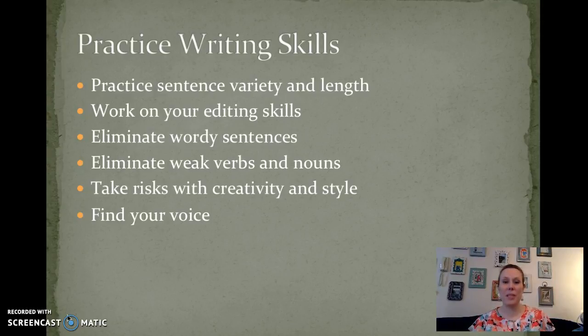This is a place to really experiment with your voice and finding who you are as a writer, so you can take risks here with creativity and style to try to figure out who you are as a writer and the way that you want to write.